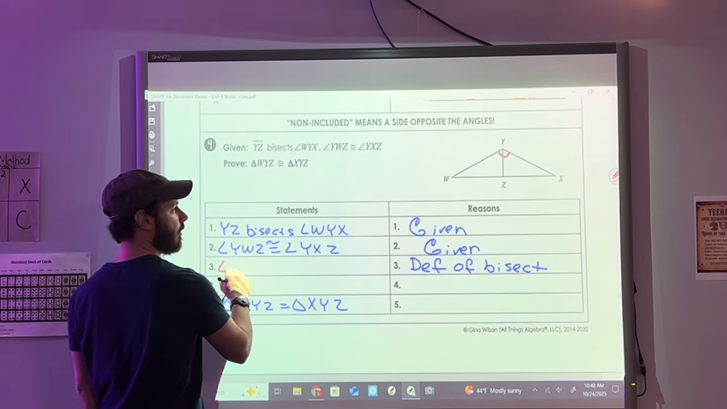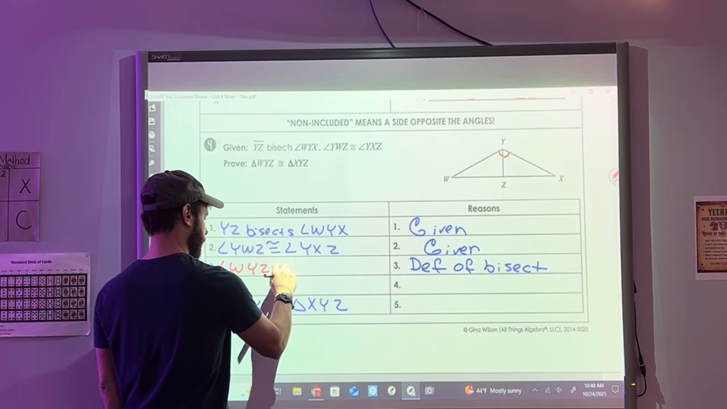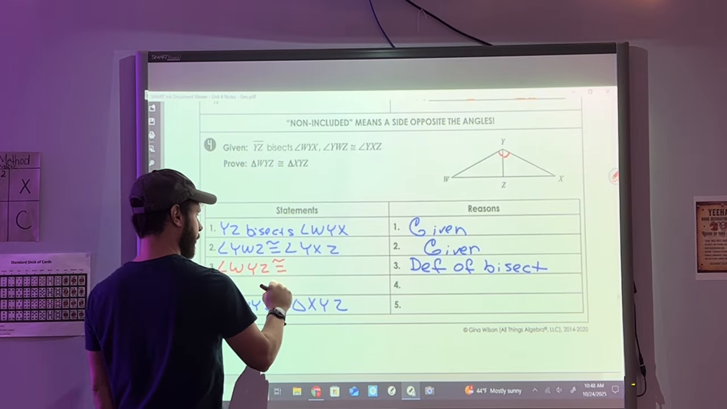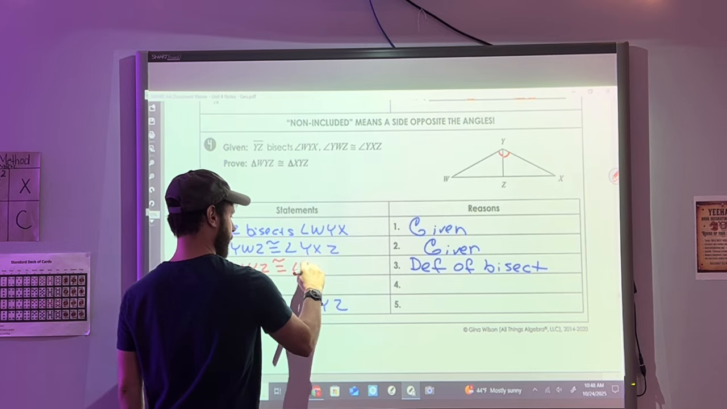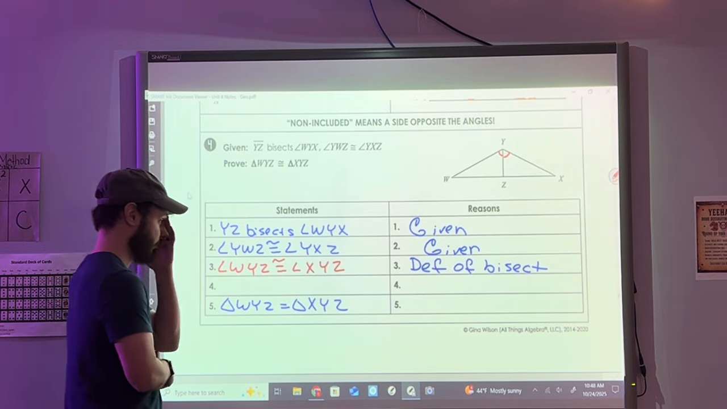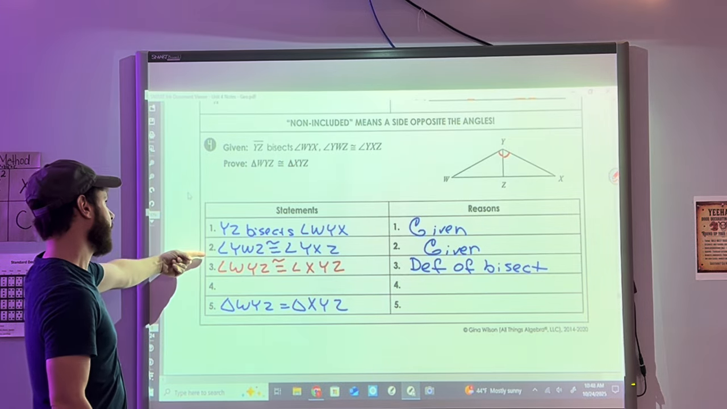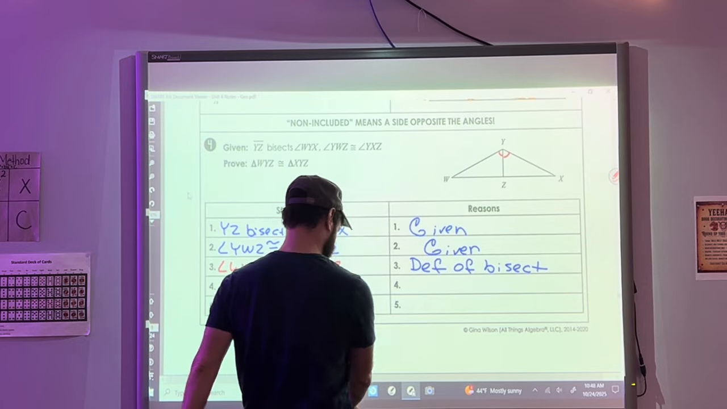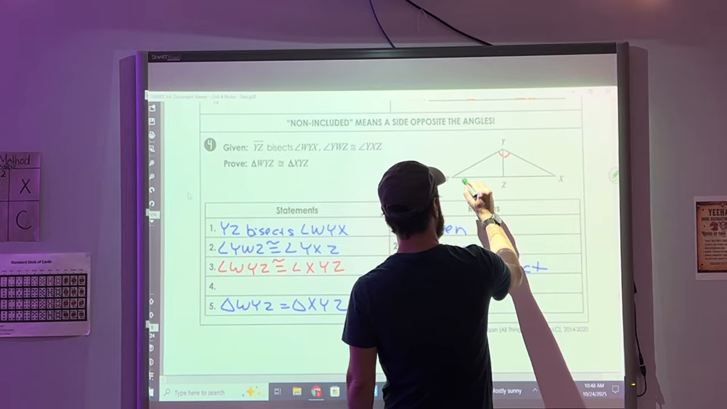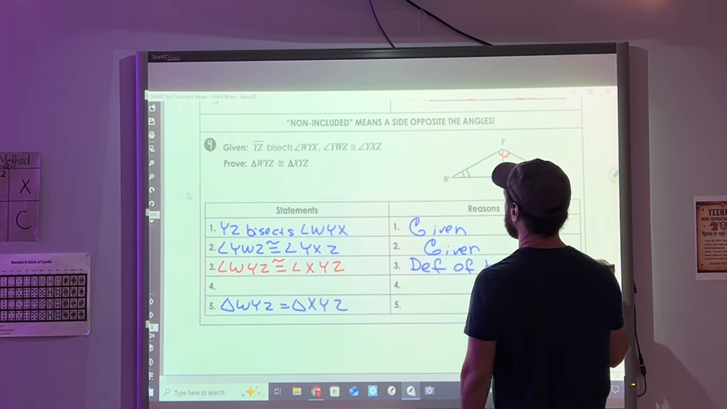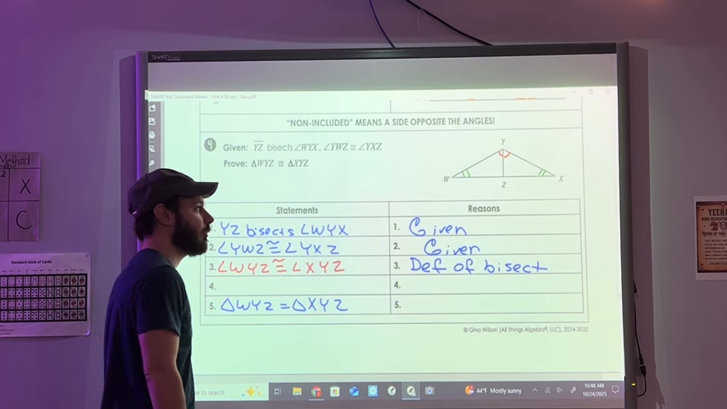It's going to be that angle, the left one, WYZ, is congruent to angle XYZ. Okay, awesome. That takes care of this piece of information. Now I need to label this one: YWZ. It's that guy there, and it's going to match this one here. Okay, I've labeled that.